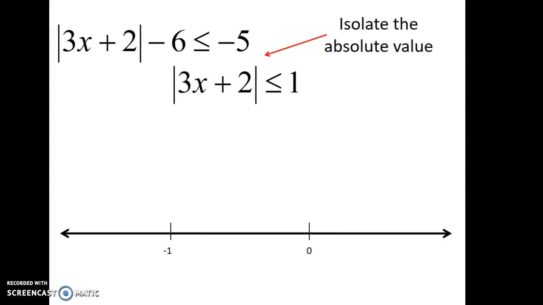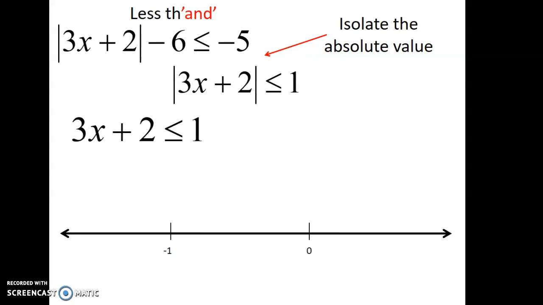Okay, now that we've isolated the absolute value, it's all by itself. There's nothing being multiplied or divided or added or subtracted to the absolute value brackets. And now we can start doing the previous stuff we did, which is figure out whether it's an and or an or, and then also solving the inequalities. In this case, because it's a less than, it's an and question.